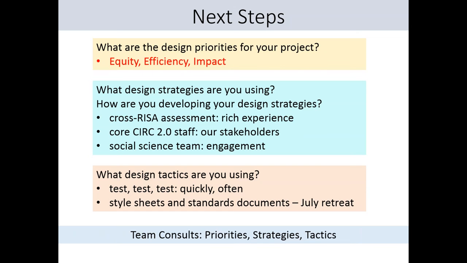So here, the next steps then in thinking about where to go with looking at your design priorities, strategies, and tactics. My question for you then, in looking at your projects, what are your priorities? Is it equity? Is it efficiency of your investment? Or is it the regulatory and policy impact? There are two kinds of questions to ask in looking at your project about your design strategies.